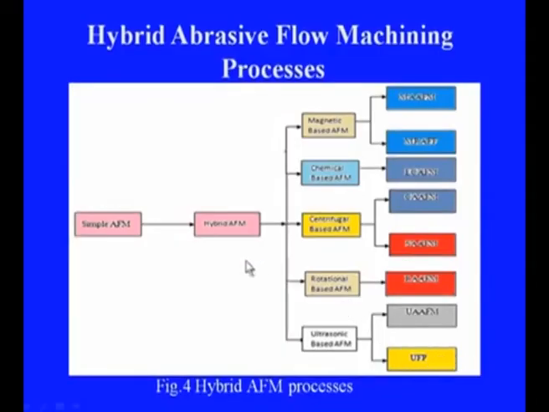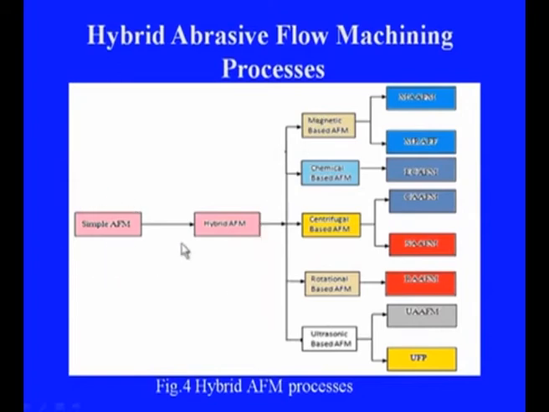Now, let us see how this hybridization in abrasive flow machining can improve the performance of this process. As we have discussed in the last session itself, abrasive flow machining is basically a low MRR process, a low material removal process. Therefore, hybridization in abrasive flow machining is directed to improving the efficiency of the process in terms of higher MRR and to obtain better surface quality. Now, here are some of the hybrid AFM processes.